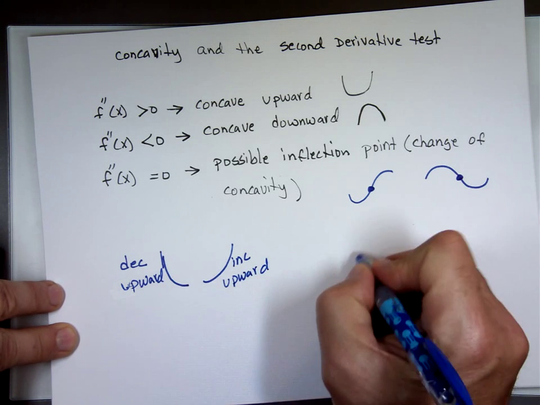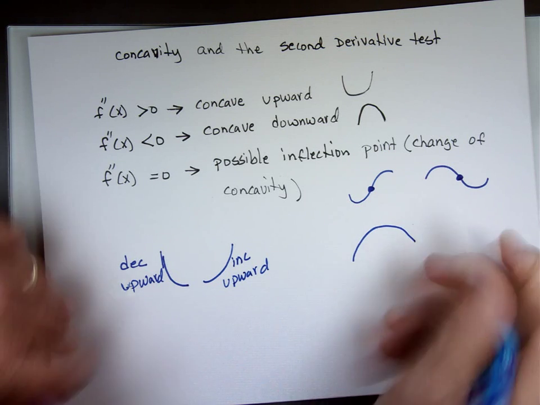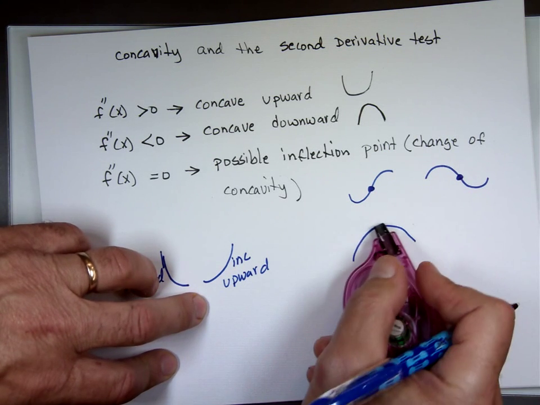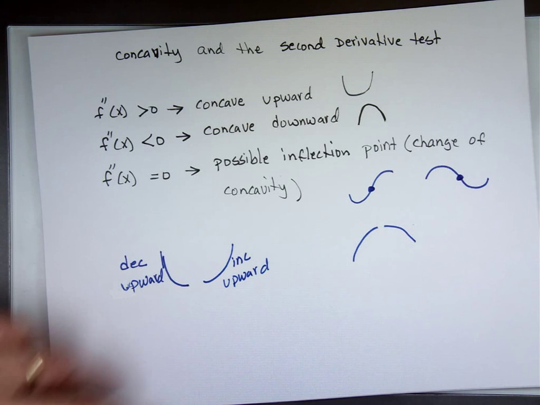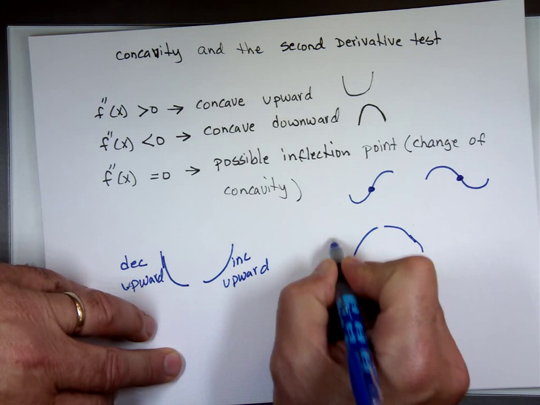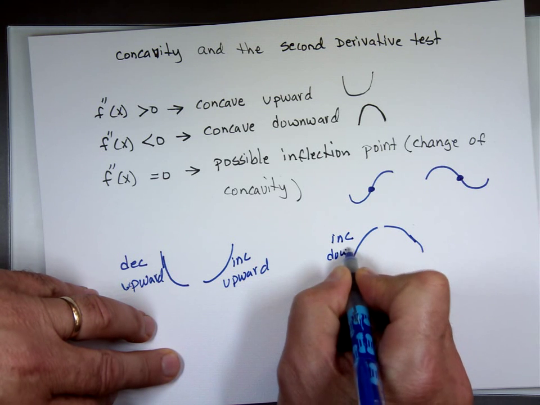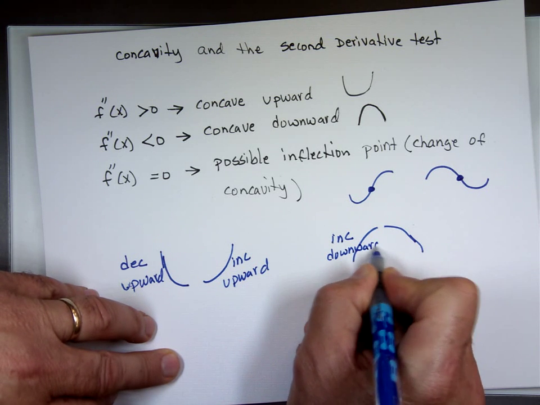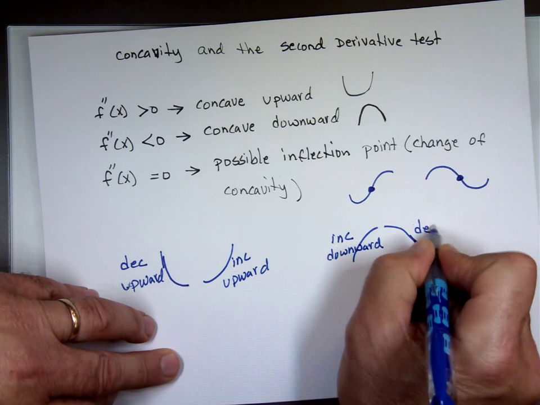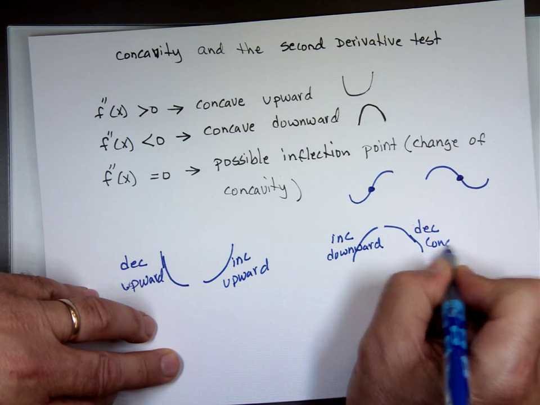Let's take the concave down. It looks like this. That's concave downward. Let's slice it in half and look at it as two pieces. This is what? Increasing. Concave which way? Downward. And this one, what? Decreasing. Concave downward.